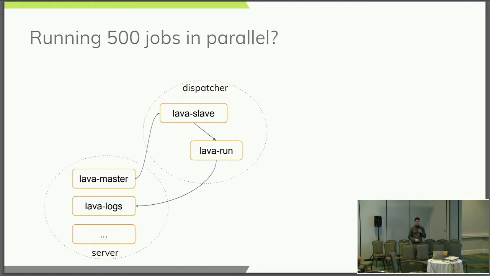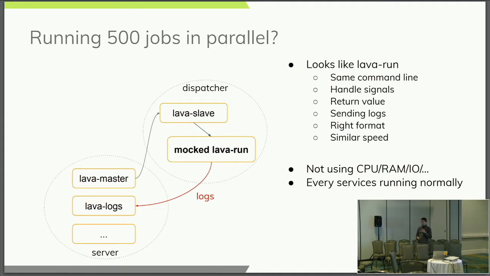So if you look at the interaction between the different processes, Lava slave is spawning Lava run. So we just have to spawn a process called Lava run. It's not too difficult. But Lava run is sending back logs. So we have to send something. This is important. So what we can do, we can write a small program that looks like Lava run, but that won't do anything. That won't use CPU, won't use RAM, won't do any IOs.